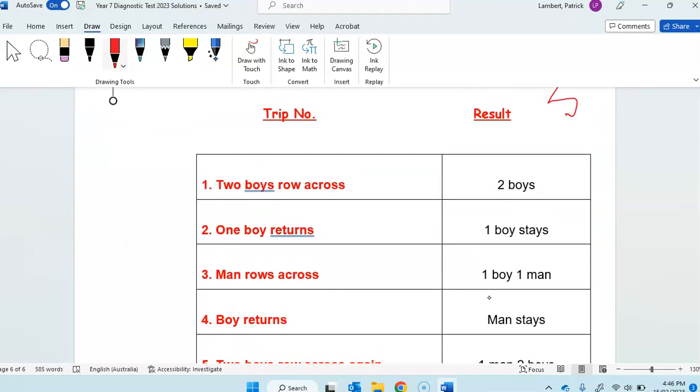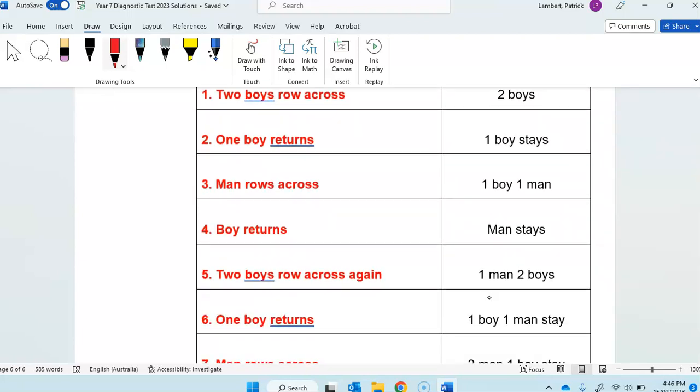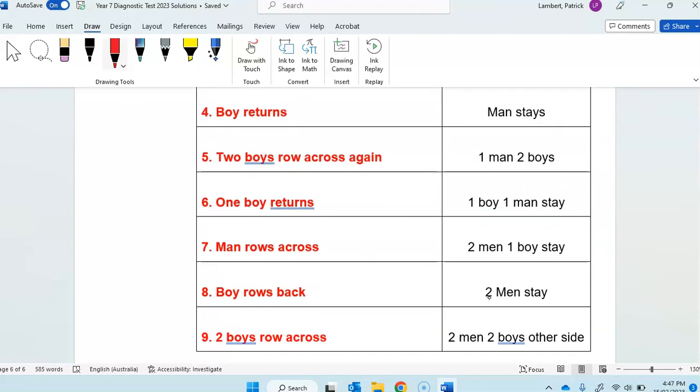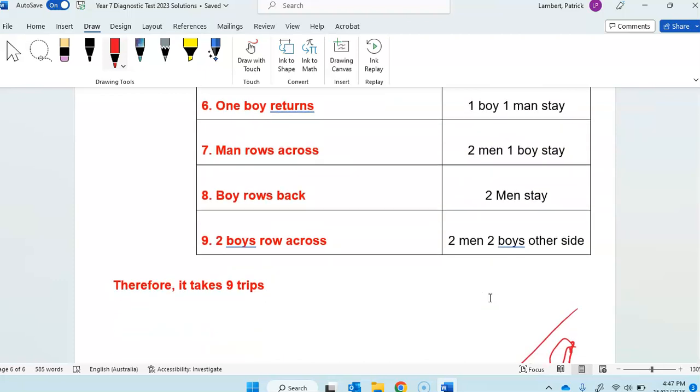The 2 boys have to go across first trip, then 1 boy stays, 1 boy goes back. That's 2 trips. Man rows across, man stays, boy goes back. Right, that's 4 trips. 2 boys row again, there's 1 man and 2 boys. 1 boy stays, 1 boy returns, 6 trips. Man rows across, there's 2 men and 1 boy there, so 1 boy stays, the boy rows back. Right, the 2 men stay, the boy rows back. That's 8 trips. And then the 2 boys can row across. It's taken them 9 trips to get 2 men and 2 boys on the other side of the river.